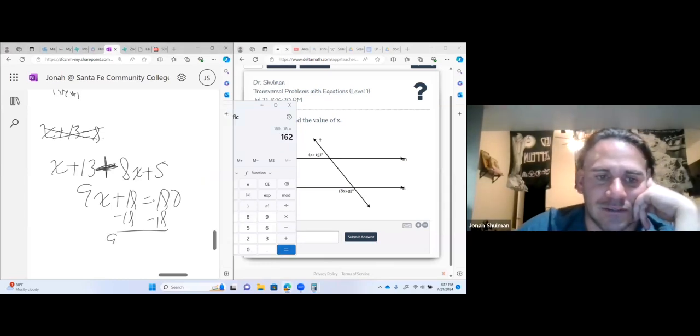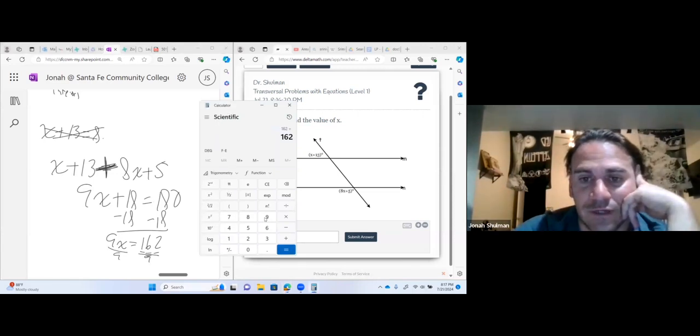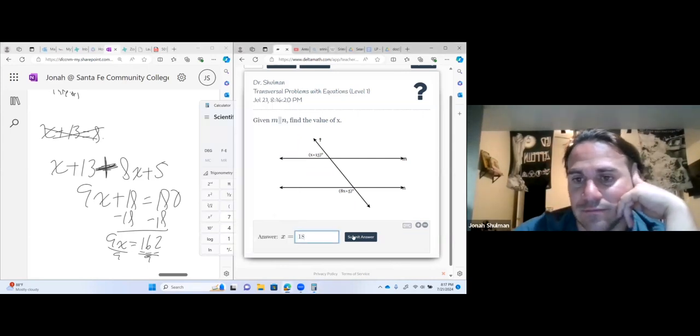We have 9x equals 162. How do I know 9 goes in? 1 plus 6 plus 2 is 9. So it's going to work out perfectly. When I divide by 9, it is 18. X is 18.